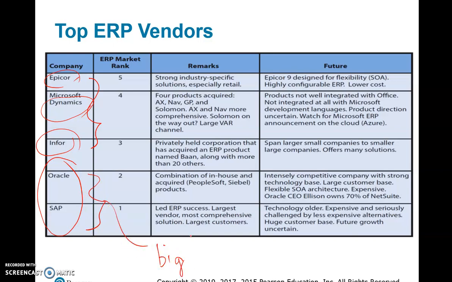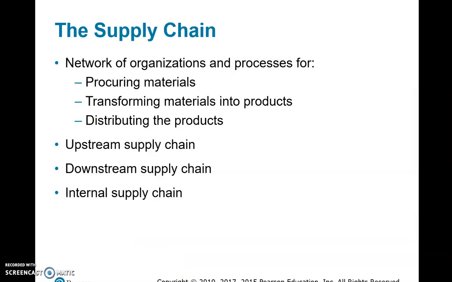That means big corporations, Fortune 500 companies, even Fortune 5,000 companies go for Oracle and SAP. The next thing we want to talk about in the enterprise systems is what is called supply chain. Supply chain basically has got all the suppliers and the customers and everything together. That is a supply chain.